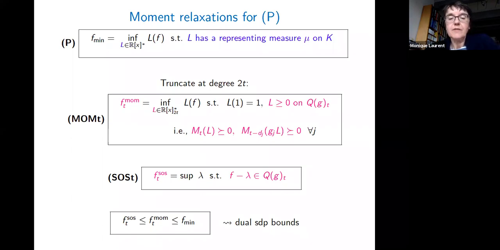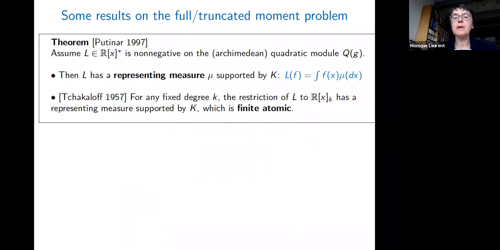So we have these two dual hierarchies, SOS bounds and moment bounds. Let me now explain what more we have by looking at the moment side, because it's maybe not yet clear what more we have. But first, let me give you the underlying principles which give the asymptotic convergence on the moment side.